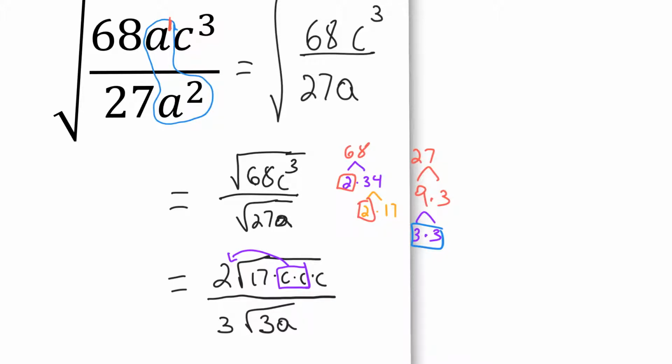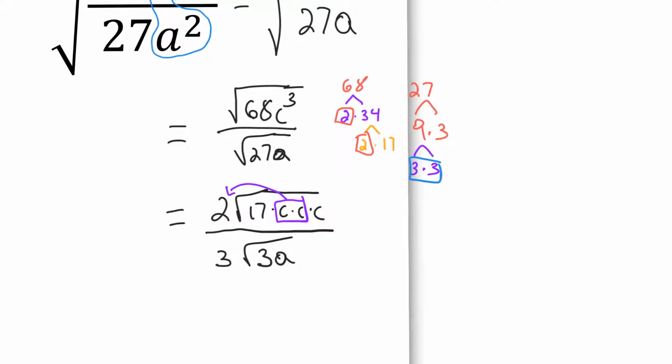Now let's put everything together. Let's make everything clean. On the top, you have a 2c, and we have inside a 17 with a c, because this one doesn't have a pair. So there's your c. On the bottom, you have a 3 and the square root of 3a. Now, remember, on the bottom of the fraction, you cannot have radicals. So you have to rationalize the denominator.